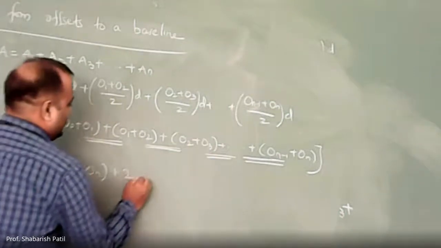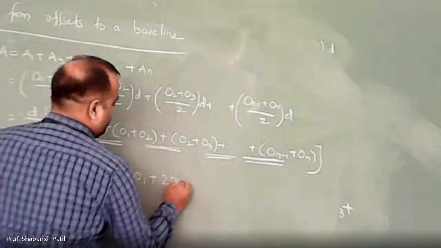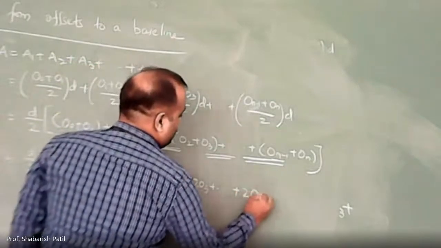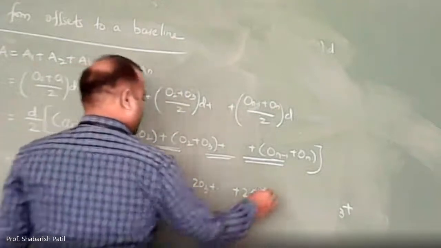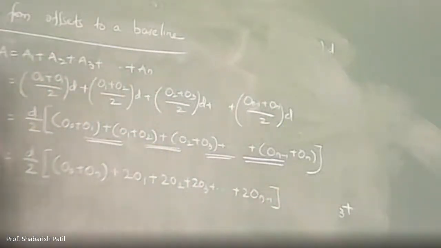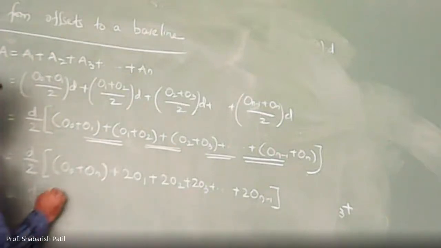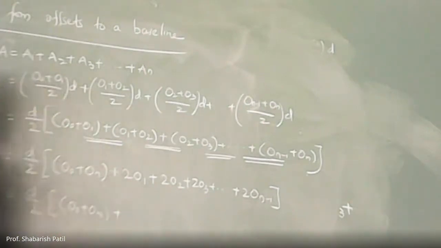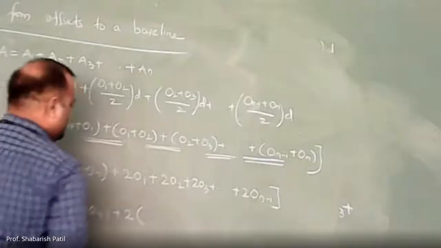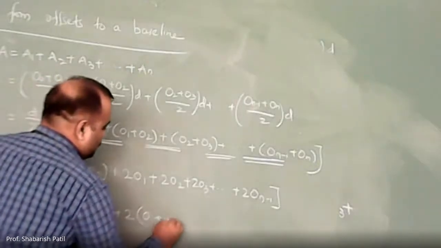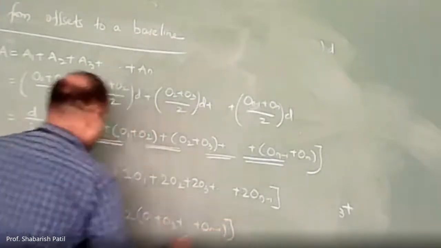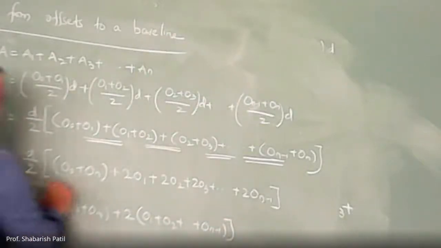Plus 2 times of O1, 2 times of O2, 2 times of O3. This happens up to 2 times of On minus 1. Can I further simplify this expression? Please check. Yes, 2 is common, so I take 2 outside. It's O1 plus up to On minus 1. This is the formula for the trapezoidal rule.